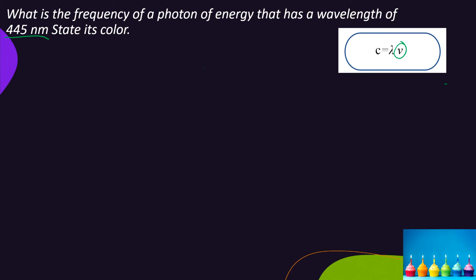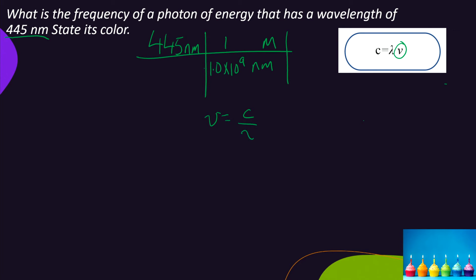So let's go ahead and convert our 445 nanometers into meters. So 1 meter is equal to 1.0 times 10 to the 9th. And once we get that value, we're going to divide that into our C. So we're looking for V, which is equal to C divided by our wavelength. So let's go ahead and write down our 3.00, our speed of light.